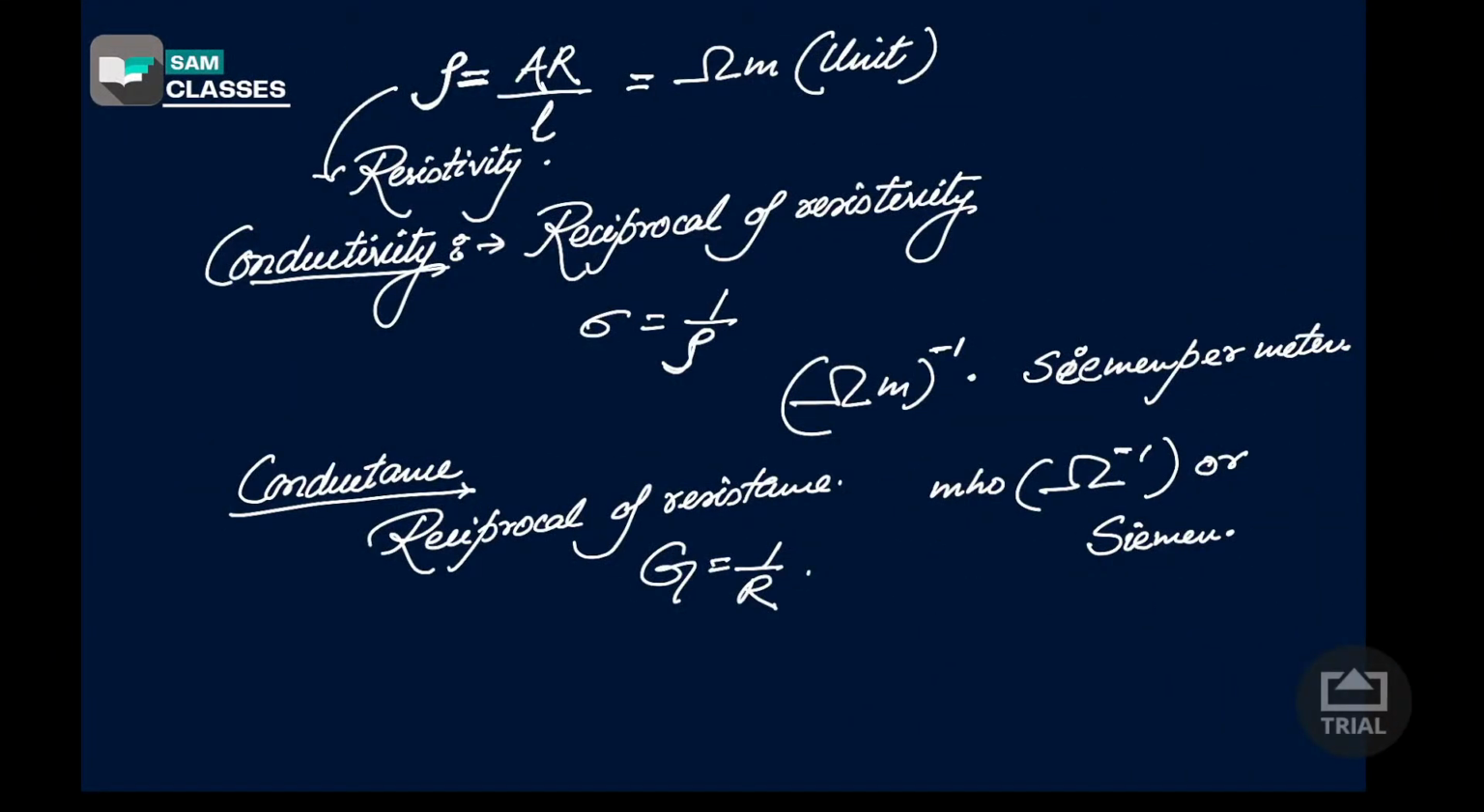Now, rho is equal to AR by L. We all know that, it is simple. Next is conductivity. What is conductivity, student? It is the reciprocal of resistivity. Sigma is 1 by rho. Simple. Unit is Siemens per meter. Conductance is the reciprocal of resistance, G. We call it Mho or Siemens. Clear? Very simple. Nothing more, nothing less, to the point what is required.